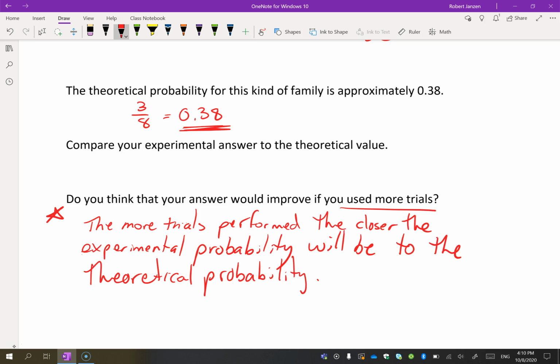Okay, so what that means is if we do this trial over and over and over again, eventually our experimental probability will be very close to what the theoretical probability is. This is a really good lesson to learn.